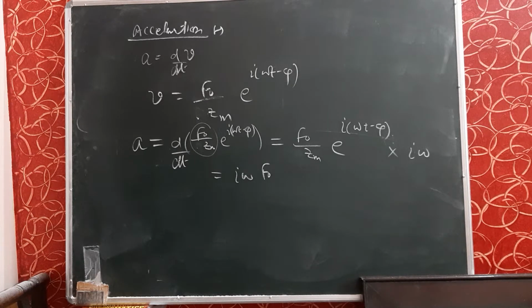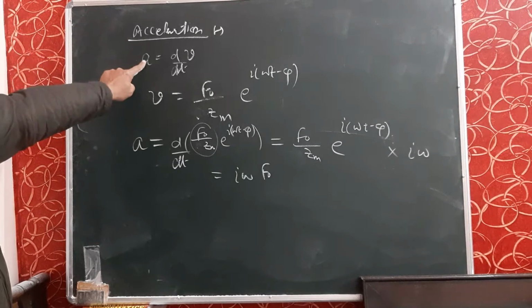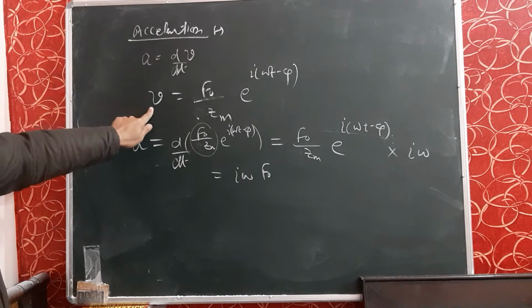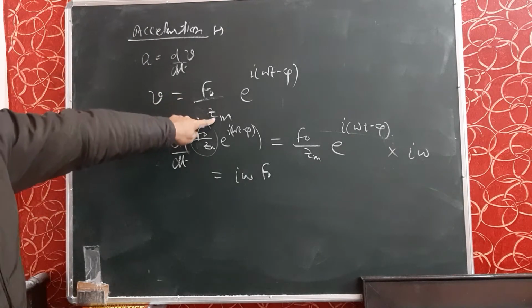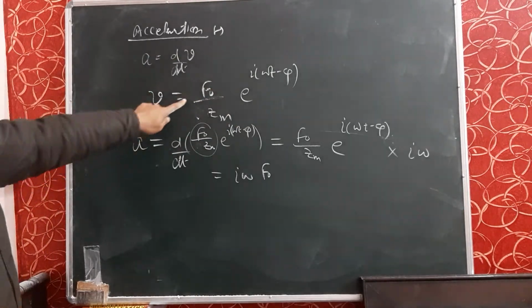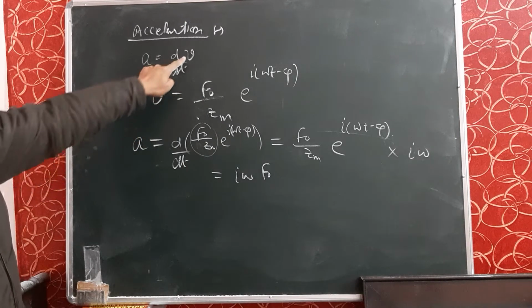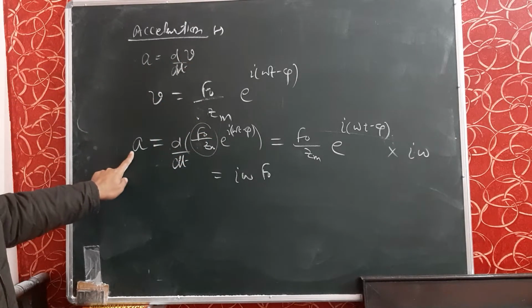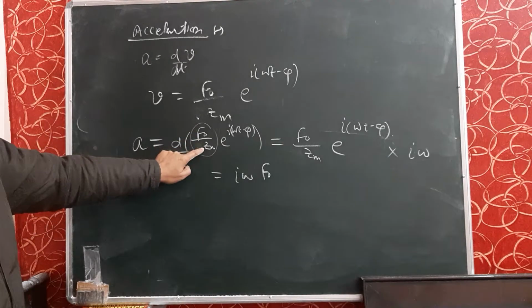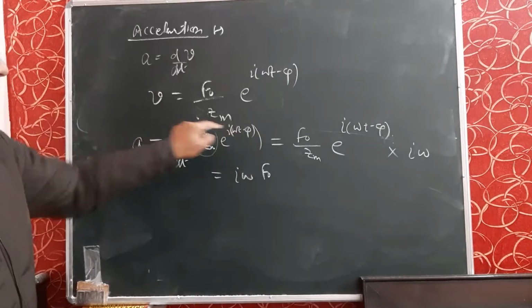Today we will find the acceleration of the particle in a forced oscillator. We know that acceleration is the rate of change of velocity, and velocity is F0 upon Zm into e raised to power iota omega t minus phi. So when we put the value of velocity here, we get A is equal to d/dt of velocity. Velocity means F0 upon Zm e power iota (omega t minus phi).